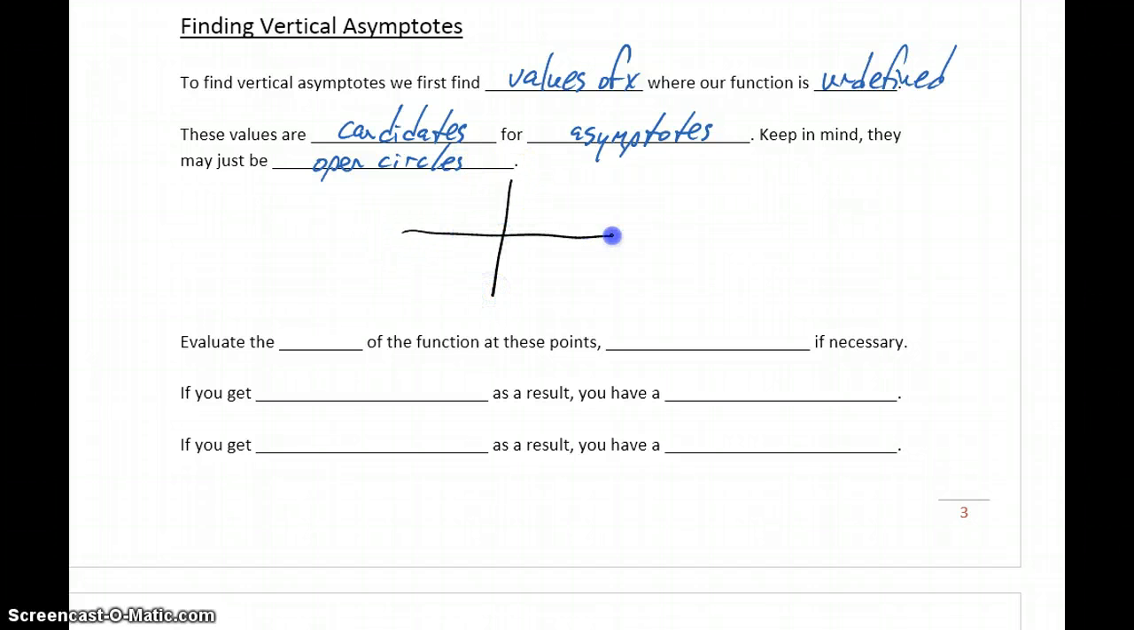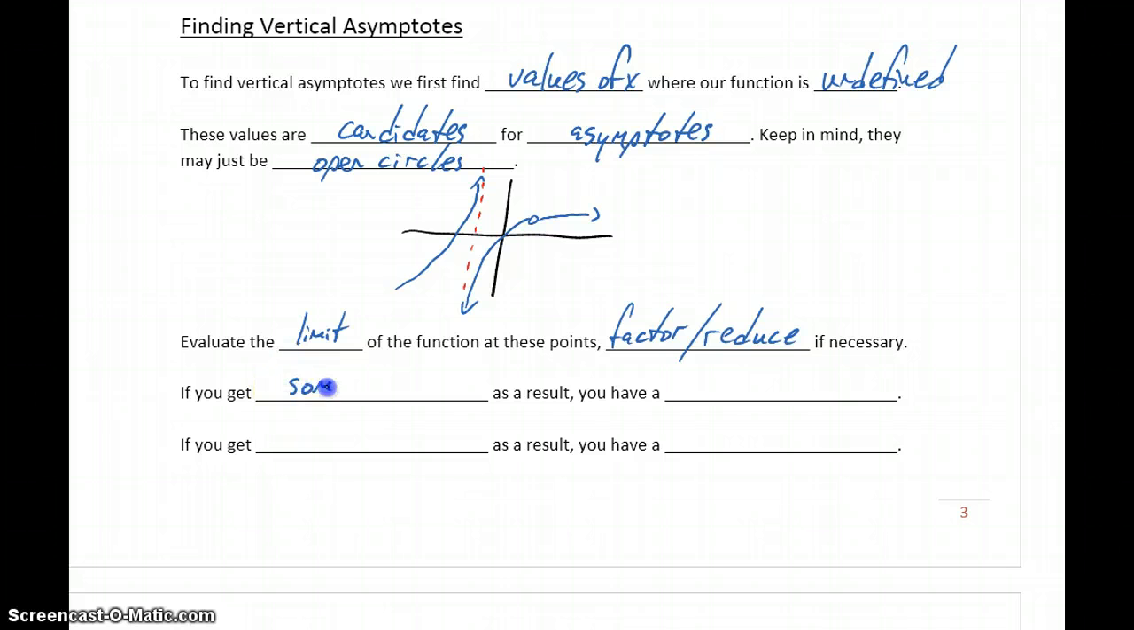So always remember we've got two different scenarios that can occur whenever we have an undefined function value. It's possible that we'll have a vertical asymptote, or we may just have a hole or break in our function. So finding the undefined values means we have one of these two things occurring. Then what we need to do is evaluate the limit of the function at those points, being sure to factor and reduce if possible.